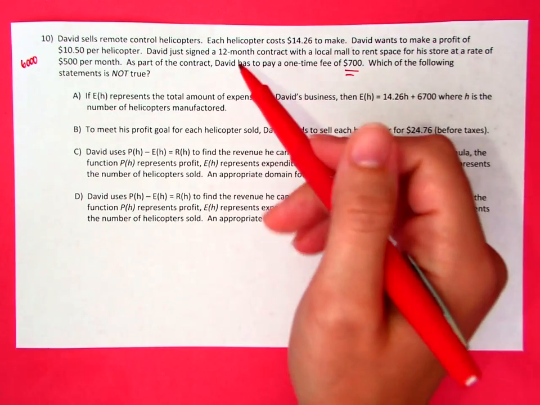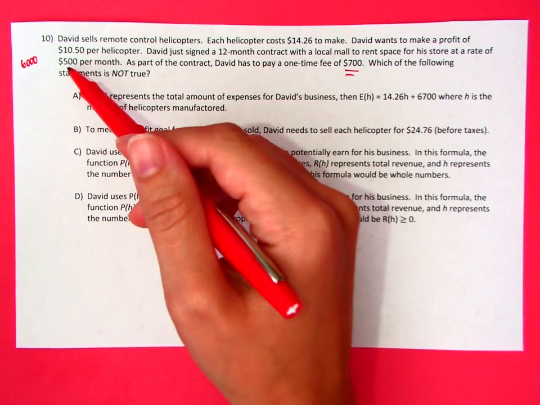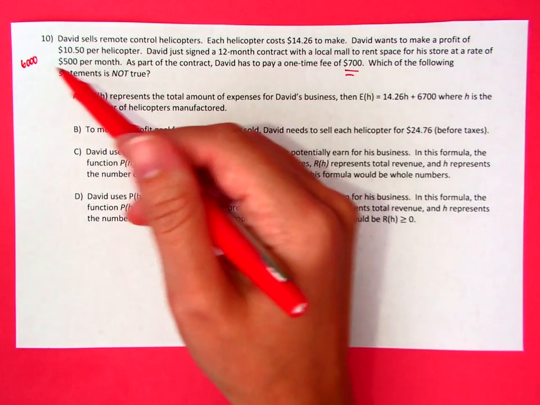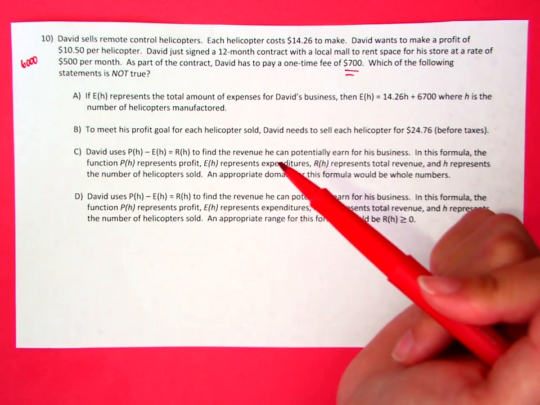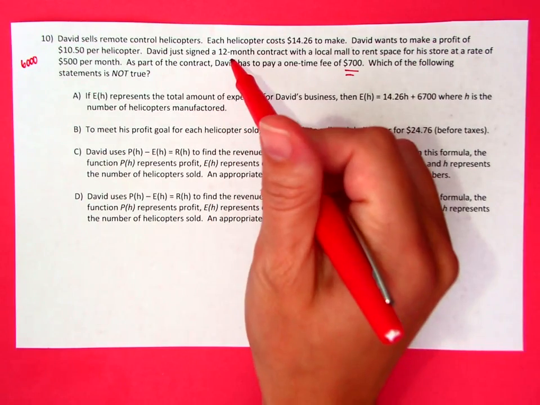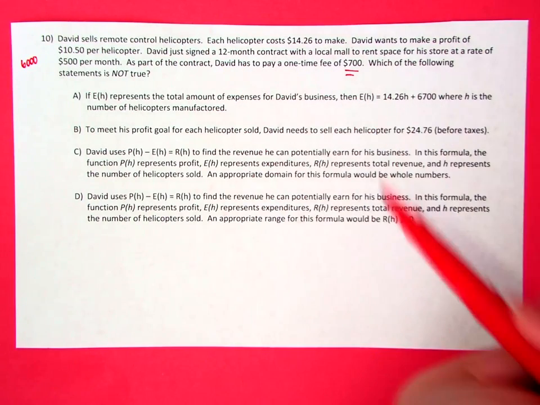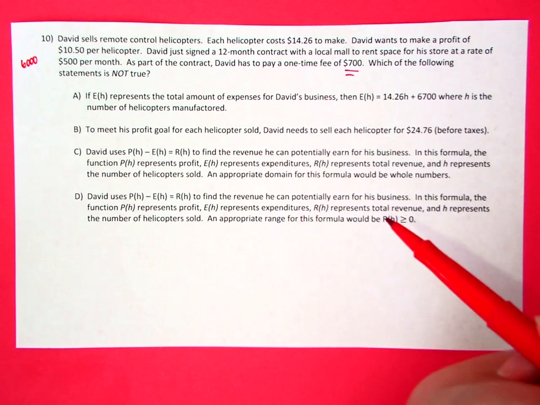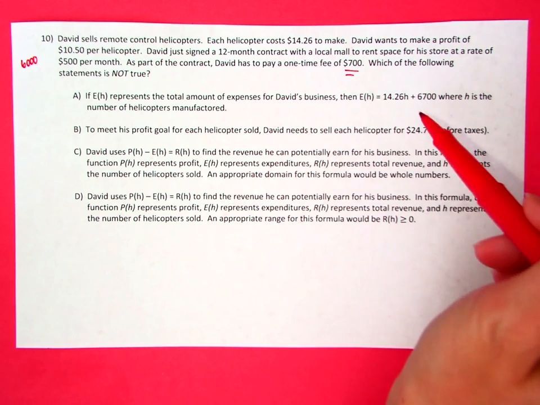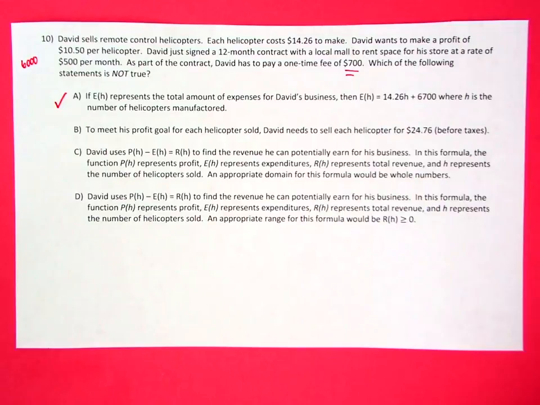How did I get that again? I basically said if this is per month, and there are 12 months in all, 12 times 500 gave me $6,000 total that he'd have to pay for renting under his 12-month contract. So this $6,000 plus that $700 does make a total here of $6,700. So that does represent a good amount to show his expenses for the business.